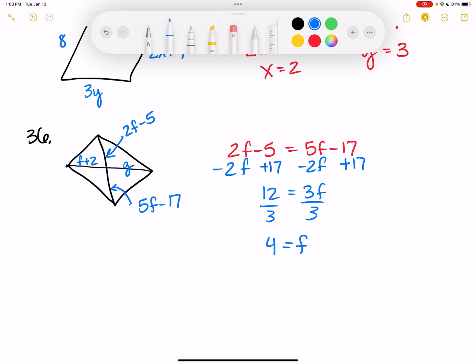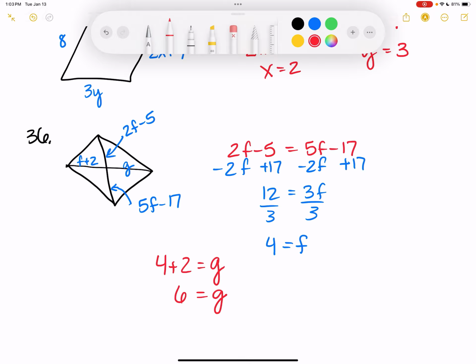So now I can use this to solve for the other one. I'm going to plug in 4 for f. So I've got 4 plus 2 equals g. So 6 equals g. All right, any questions on those? Pretty easy.